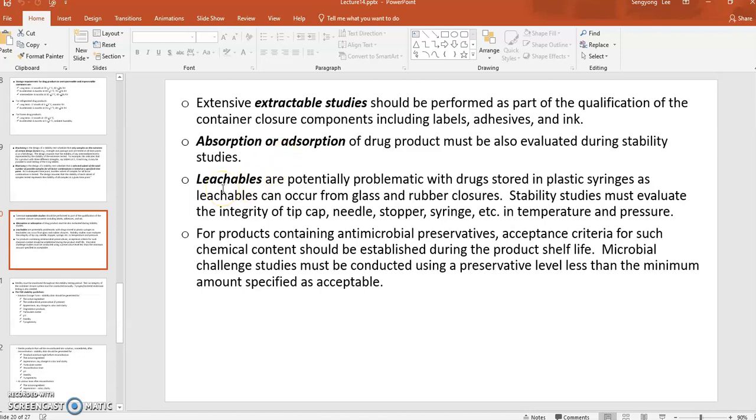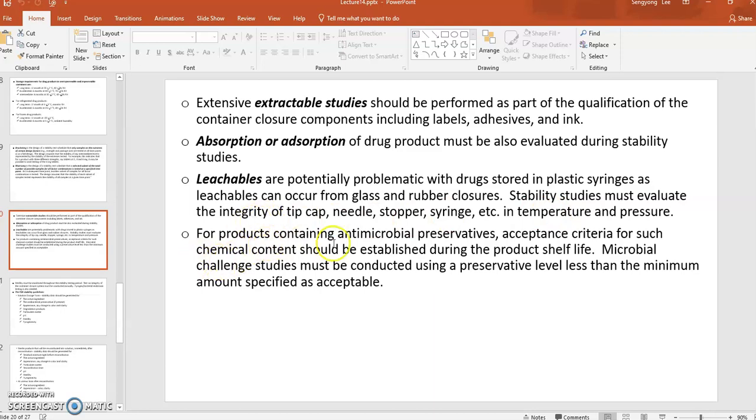And the leachables are potentially problematic, of course, with drugs stored in plastic syringes, as leachables can also occur from glass and rubber closure systems. So stability studies must evaluate the integrity of the tip cap, needle, stopper, syringe, and so on, all those things under different temperature and pressure conditions.